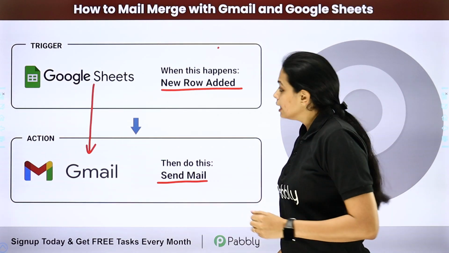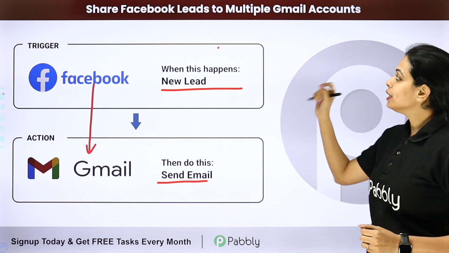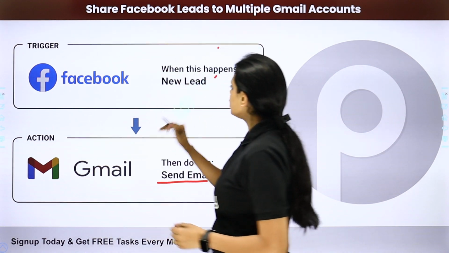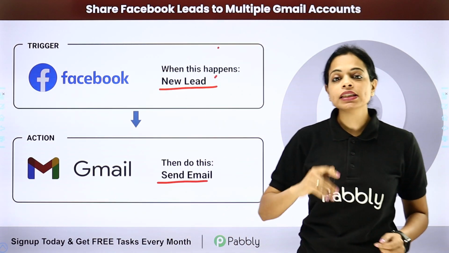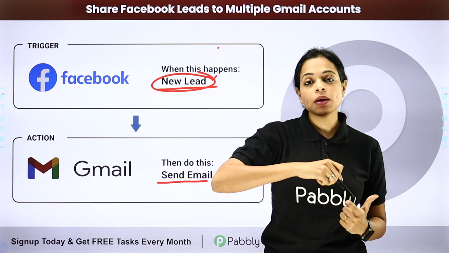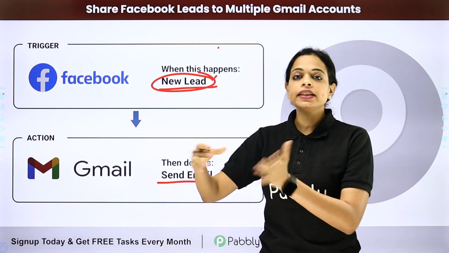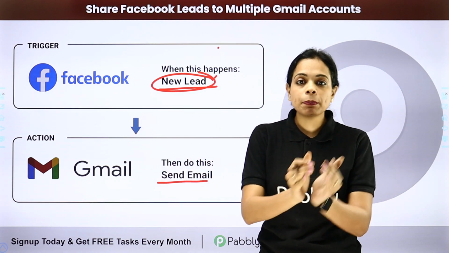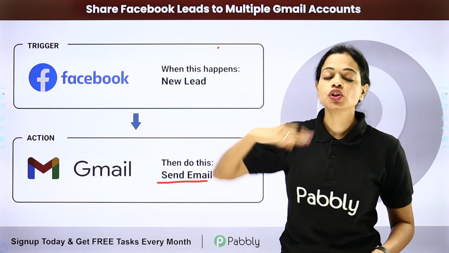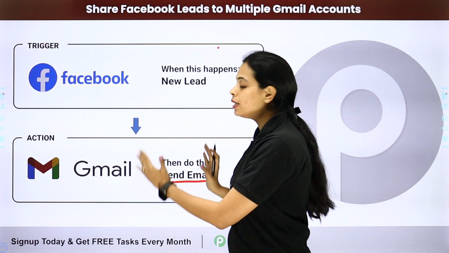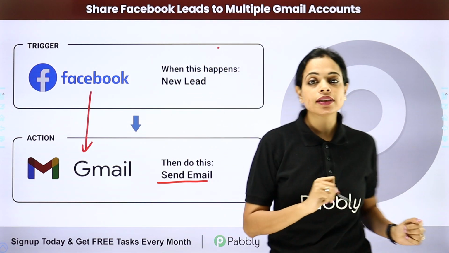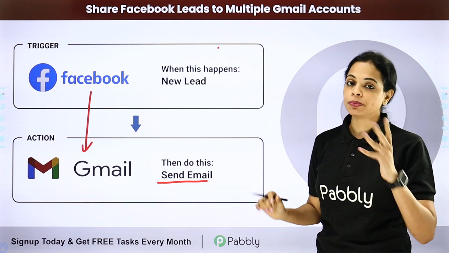Next we have how can you share Facebook leads to multiple Gmail accounts. So let's say that you're using Facebook lead ads, and here every time you receive a new lead, you want to send mails to the person, basically the new lead. At the same time you want to send a mail to your team or your marketing team and your sales team. So you want different people to be aware about this lead. Also at the same time you want to inform your new lead about your business. So you are sending multiple mails. How can that be done? Again, you are integrating the two applications with the help of Pabbly Connect software, and the same thing is going to help you a lot.